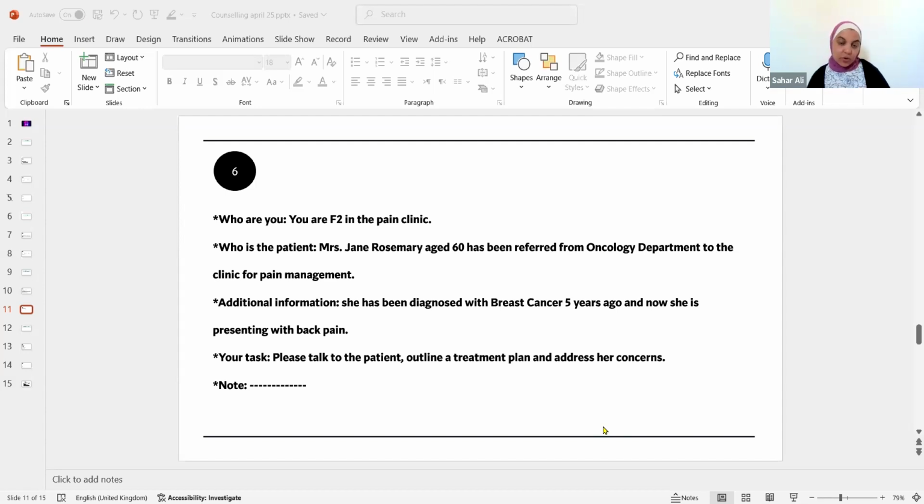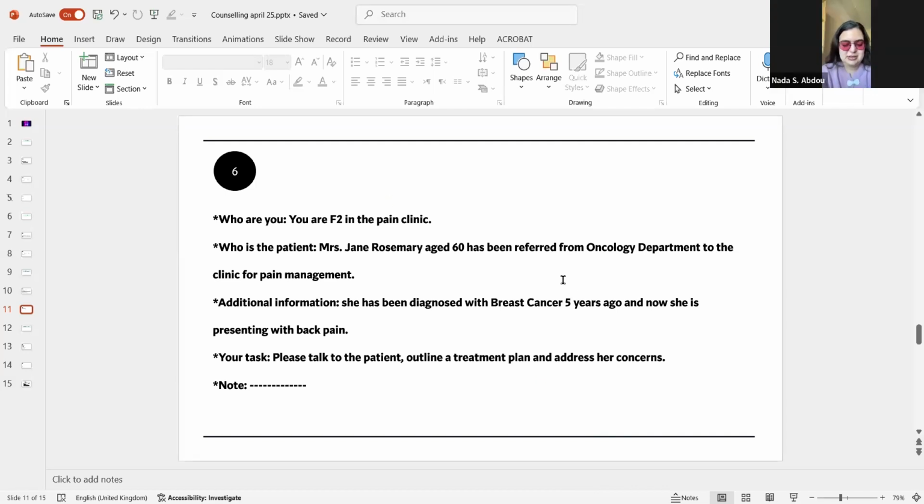Okay. But in time, so let's talk about the marking, what you've done and what you missed. So what is the type of this case? It's a follow-up case with a new symptom, or worsening of back pain that she has.